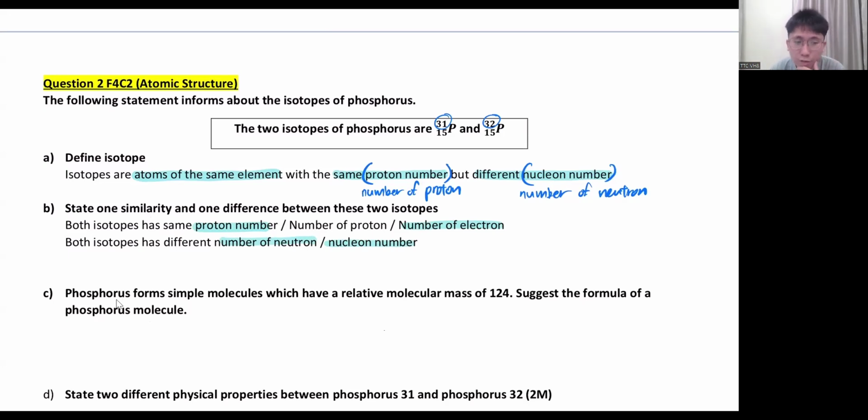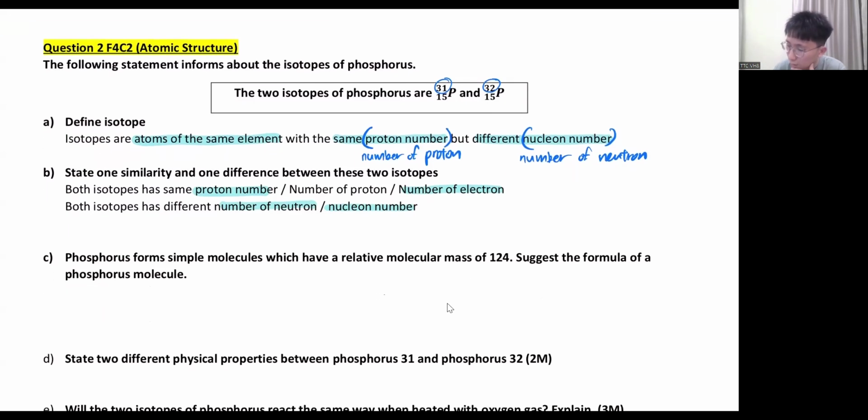Then for C, they say phosphorus forms simple molecule which has relative molecular mass of 124. Suggest the formula of phosphorus molecule. So guys, what happened here? What's the meaning of relative molecular mass? We know that relative mass is basically the mass of the chemical, but what's molecular mass? Molecular mass means that it doesn't exist alone. Like if I tell you hydrogen molecule is H2, oxygen molecule is O2. But if I tell you sodium atom, that is just Na. No multiple Na together, just Na itself.